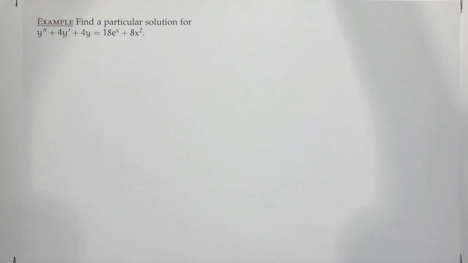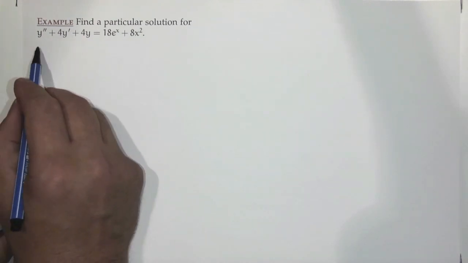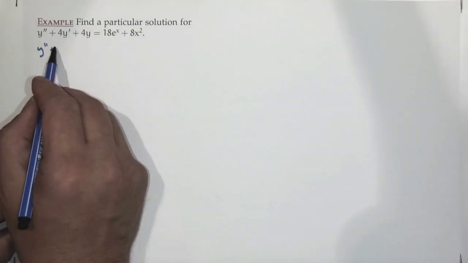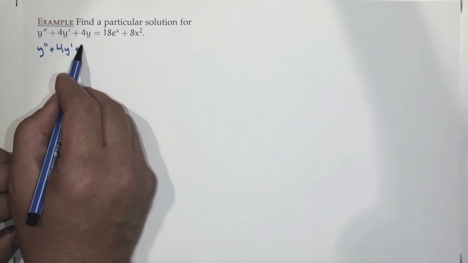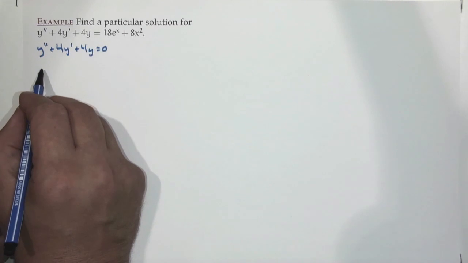Okay, so find a particular solution for y double prime plus 4y prime plus 4y equals 18e to the x plus 8x squared. All right, let's start with our homogeneous equation: y double prime plus 4y prime plus 4y equals 0. What's the algebra problem?